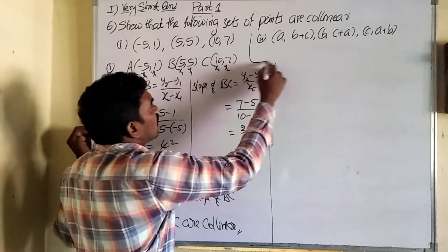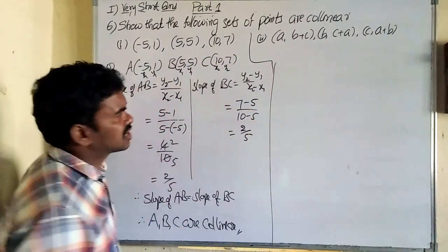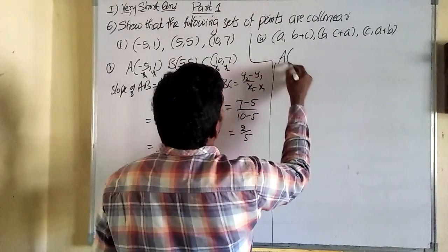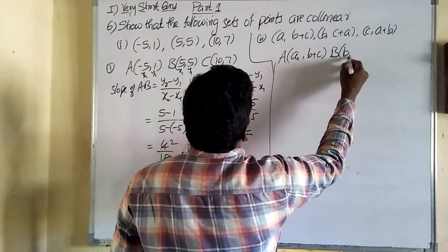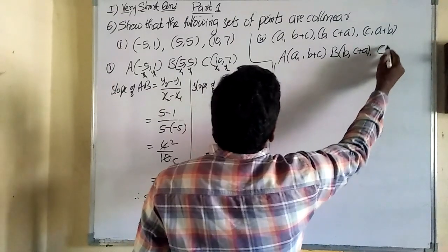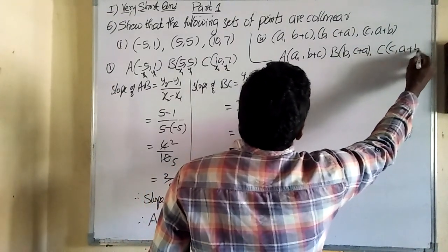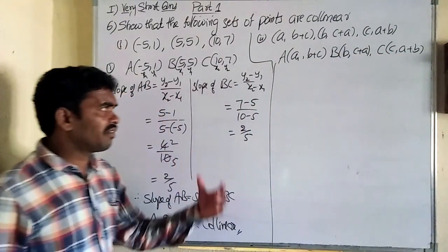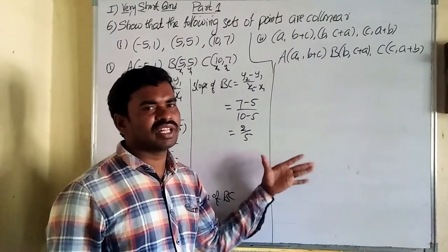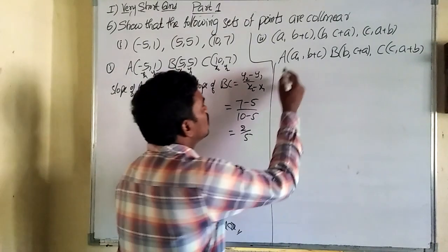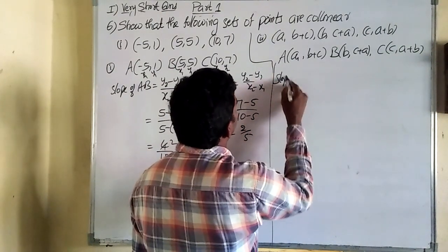Next, second one. Similarly, same process. Let the first point be A, a comma b plus c, second point B, b comma c plus a, and third point C, c comma a plus b. Here also we should find the slope of AB and the slope of BC. After finding, we have to check whether the two are equal or not. Okay, slope of AB.